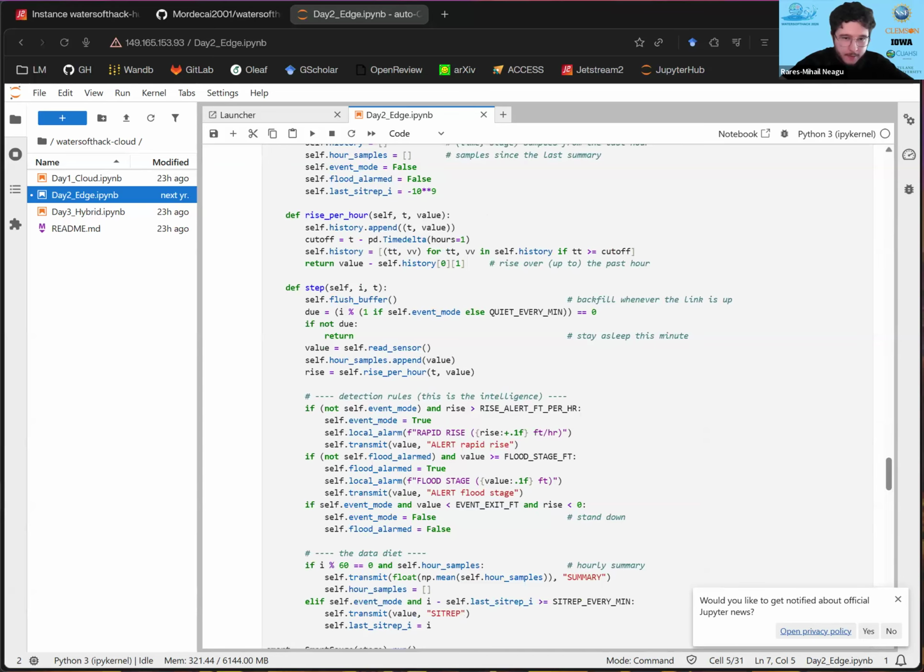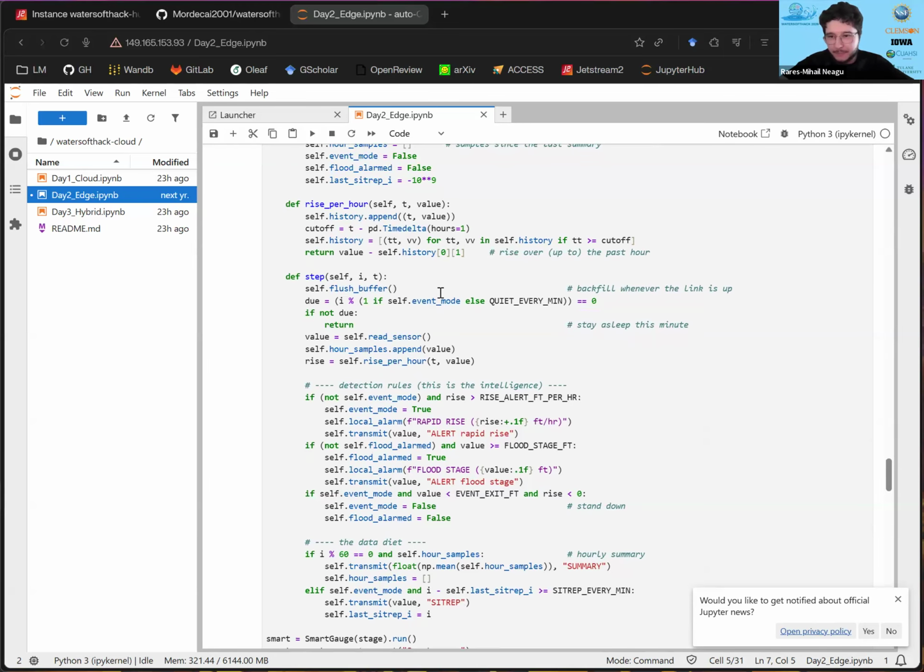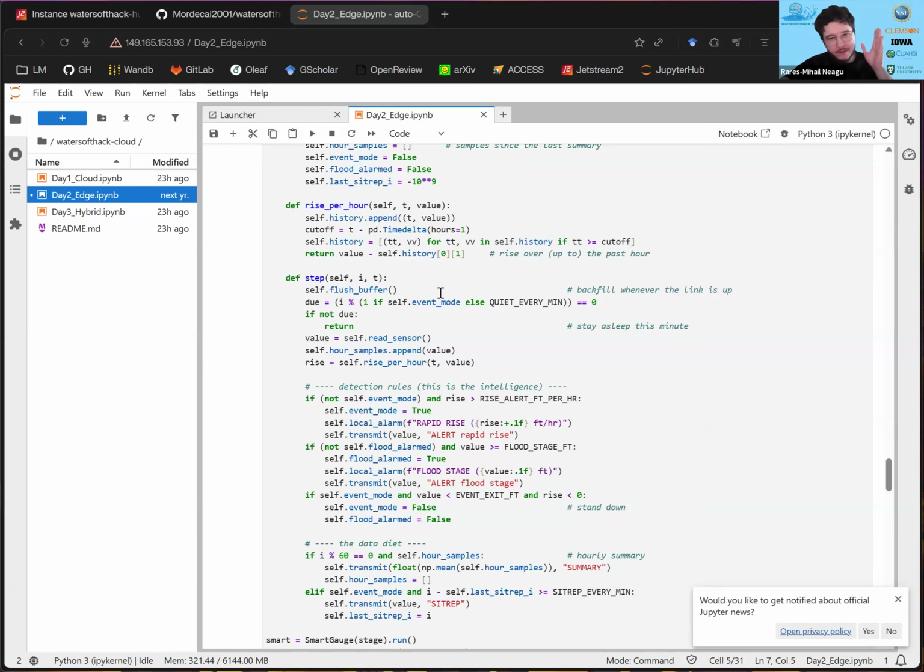Yeah, so first we flush the buffer. Why we do this is, let's think of it in terms of streaming, right? Let's say there was an outage, and it was running throughout the outage, but now the link is back up, so we can send data to the cloud. The first thing we want to do, we don't want this backfill to accumulate, right? So we're just going to flush the buffer and send all the data to the cloud.